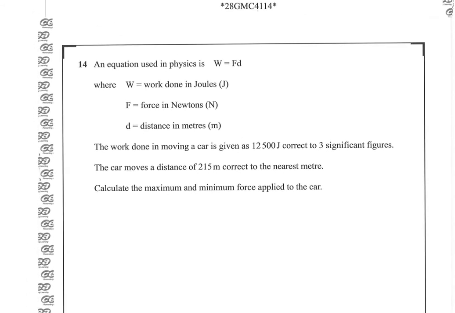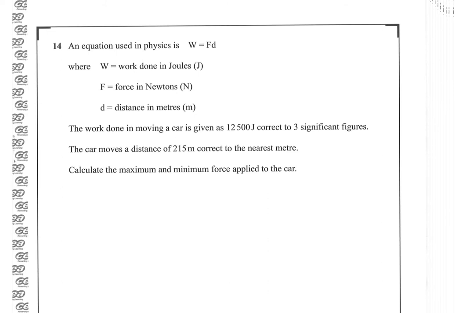Okay, an equation used in physics is work done is equal to force times distance. The work done in moving a car is 12,500 joules, corrected to 3 significant figures. The car moves a distance of 215 meters, correct to the nearest meter. Calculate the maximum and minimum forces applied.